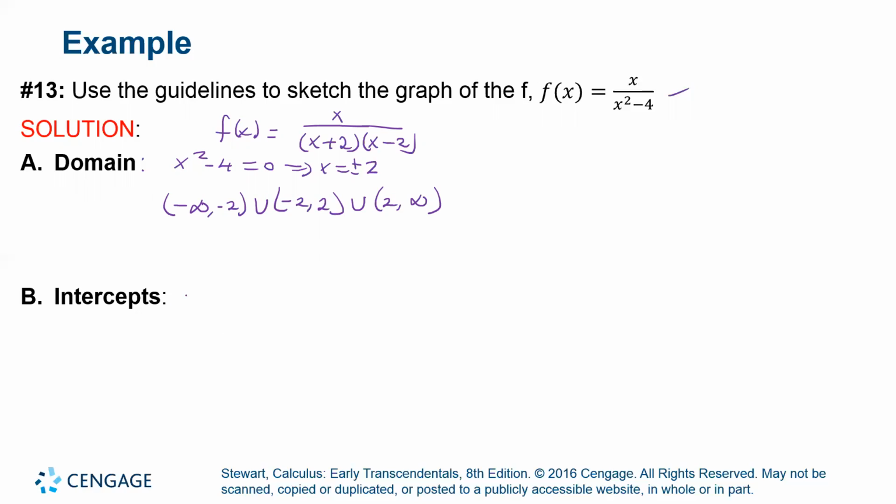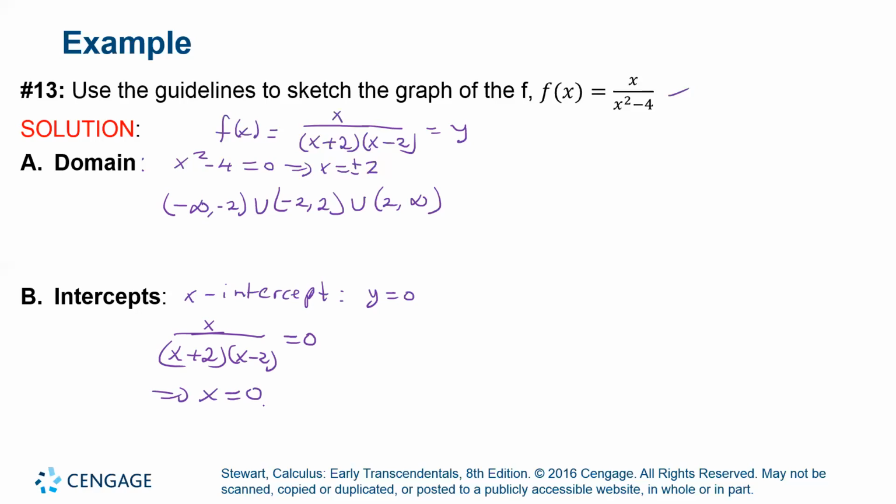What's my x-intercept? So first, let's find the x-intercept. Here y is equal to 0. Now this is your y. Y is the f of x. And so if you take that, it means that x over x plus 2 times x minus 2 is equal to 0. That means that only the numerator equals 0. That's 0. Because if you cross multiply, 0 times x plus 2 times x minus 2 is 0.